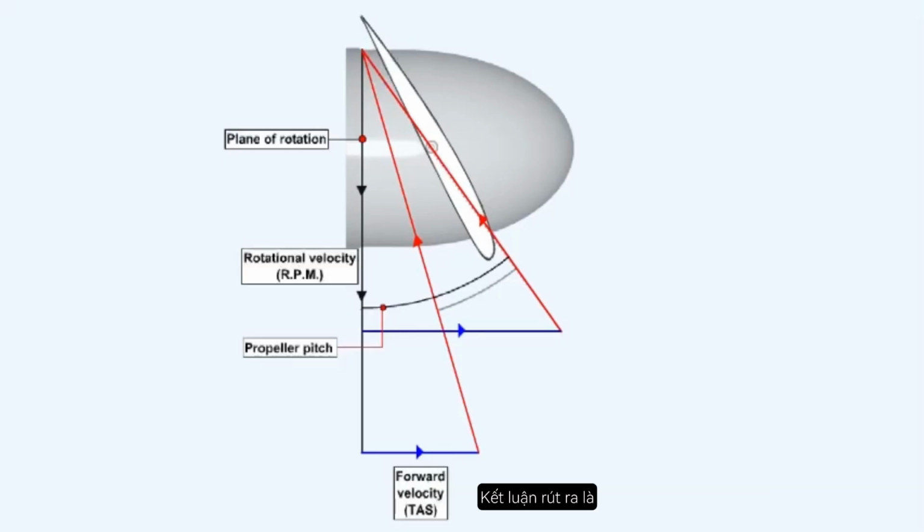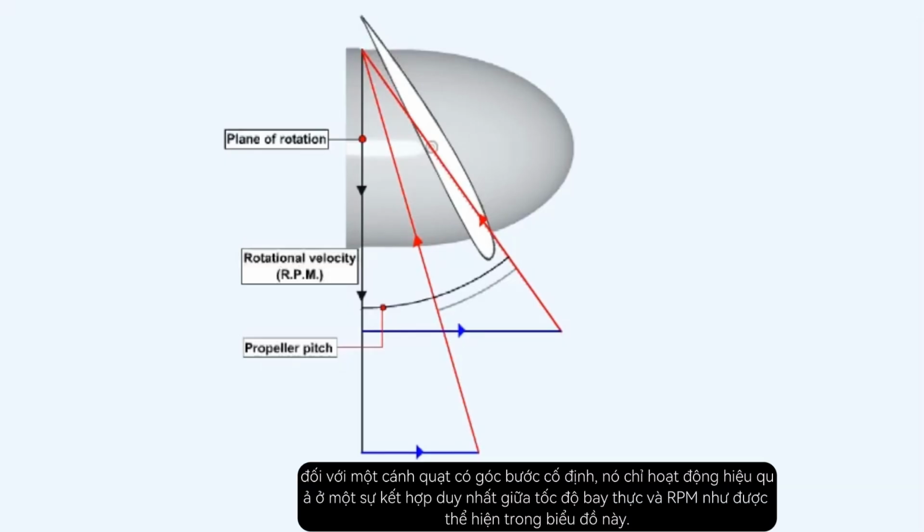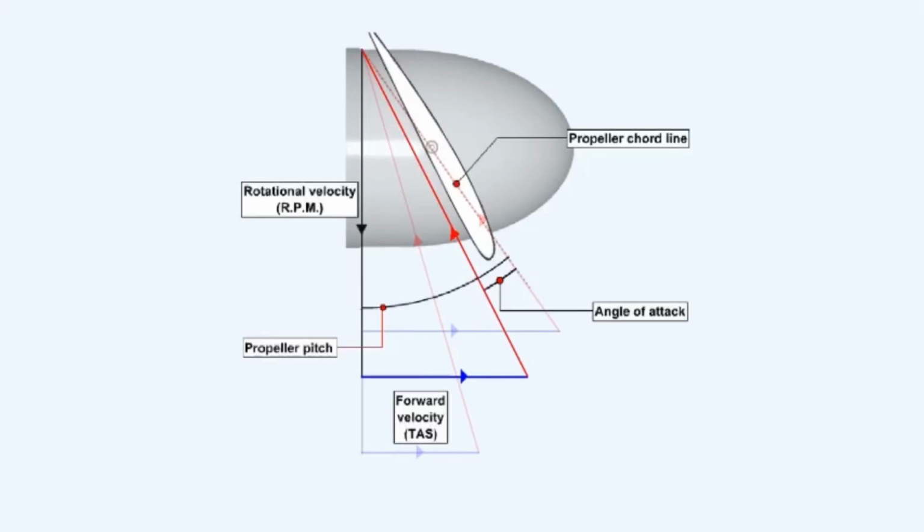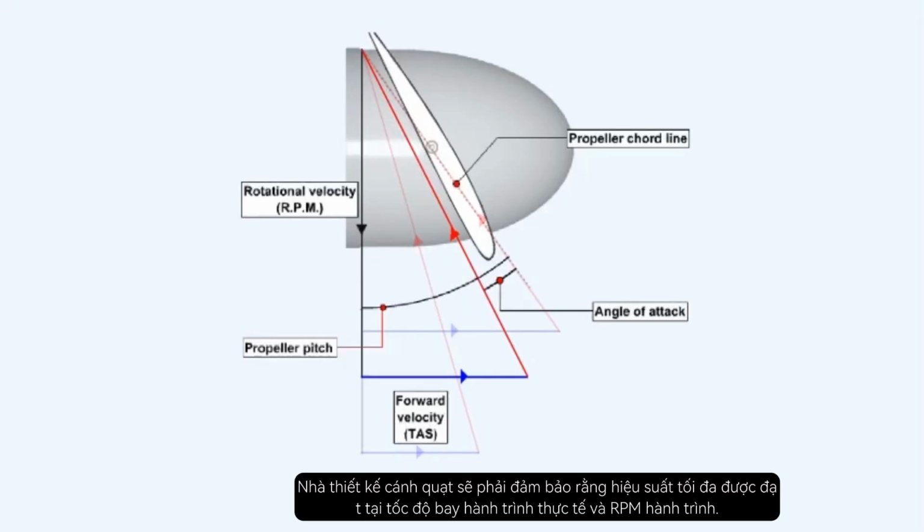The conclusion that must be drawn is that for a given fixed pitch, a propeller will only work efficiently at one combination of true airspeed and RPM, as is shown in this diagram. The propeller designer will attempt to ensure that peak efficiency is achieved at cruise true airspeed and cruise RPM.